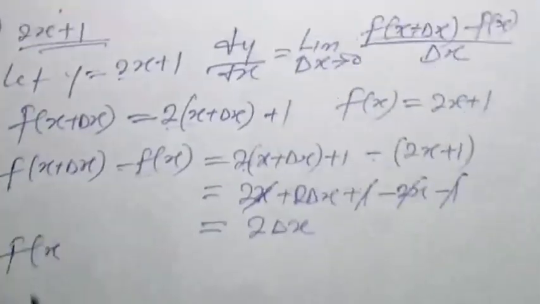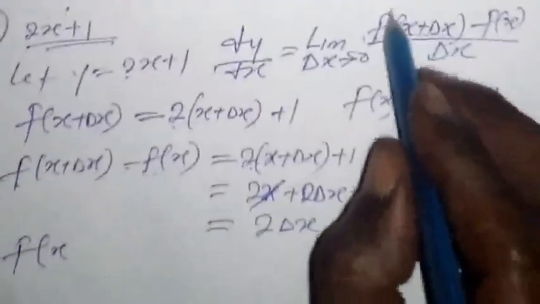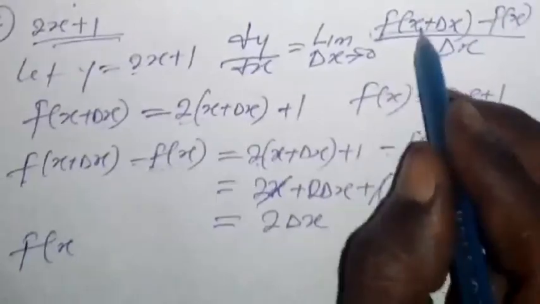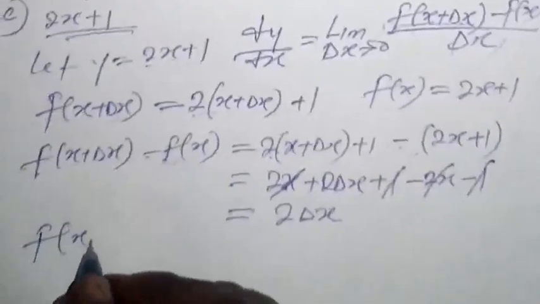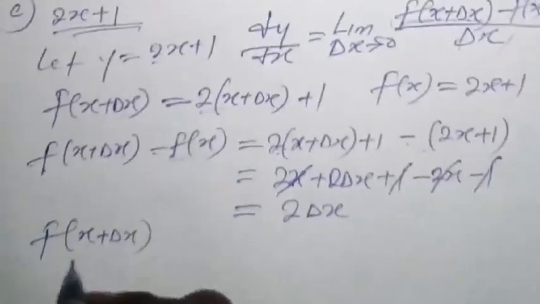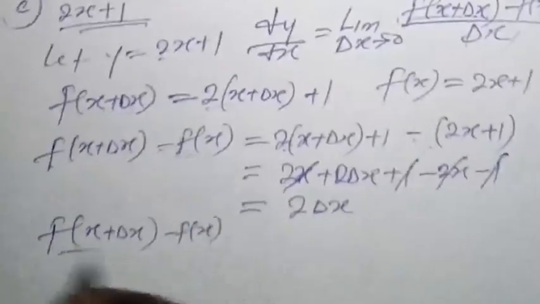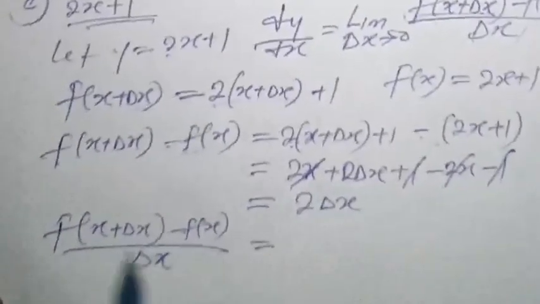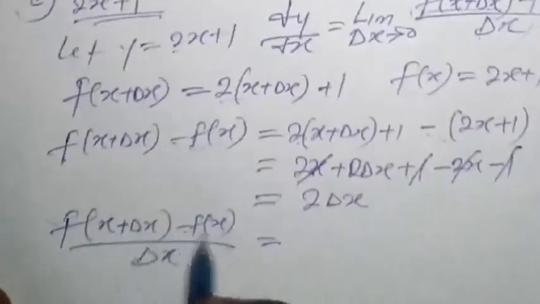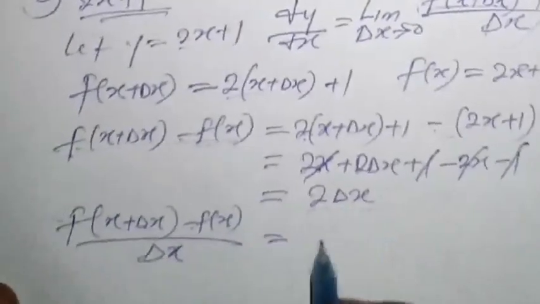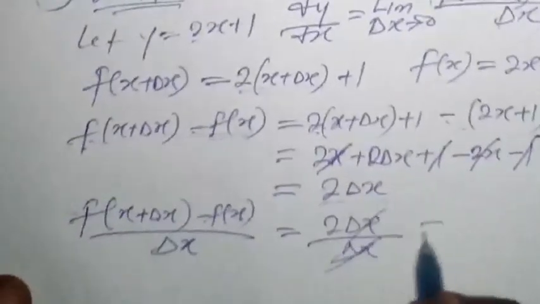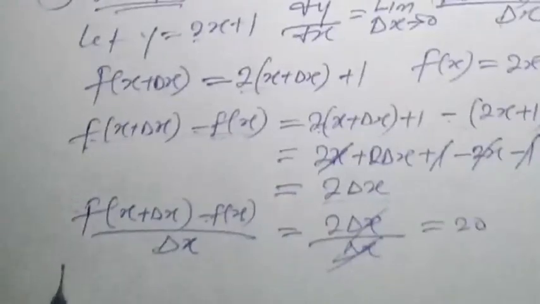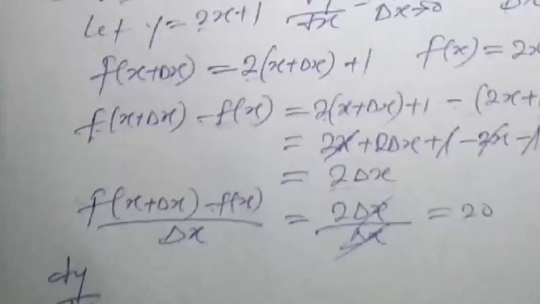This can be simplified as 2 delta x. Then we also simplify the whole expression, function of x plus delta x minus function of x all over delta x. Therefore, we have function of x plus delta x minus function of x all over delta x is equal to 2 delta x all over delta x. This delta x cancels, then we find our dy dx.